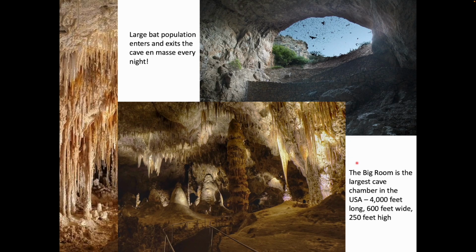Carlsbad Caverns is particularly notable for having the largest cave chamber anywhere in the USA. It's 4,000 feet long, 600 feet wide, and 250 feet high. You can fit a sizable portion of downtown Portland inside the big room. The big room is richly decorated with stalagmites, stalactites, and columns, which are what happens when a stalactite and a stalagmite meet and form a continuous pillar.